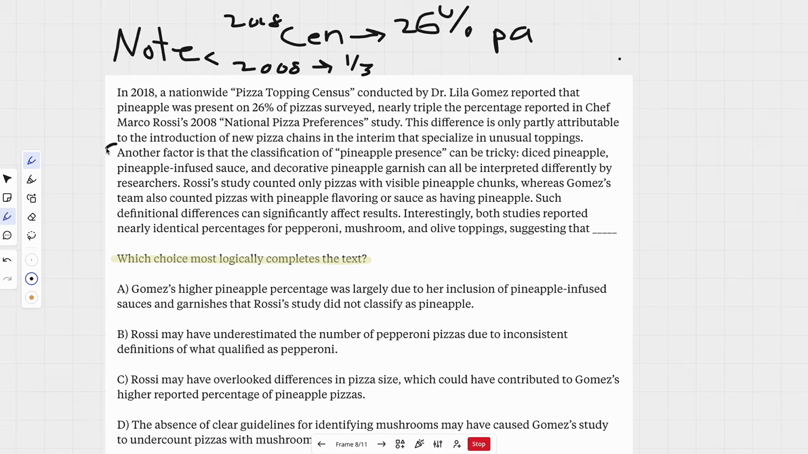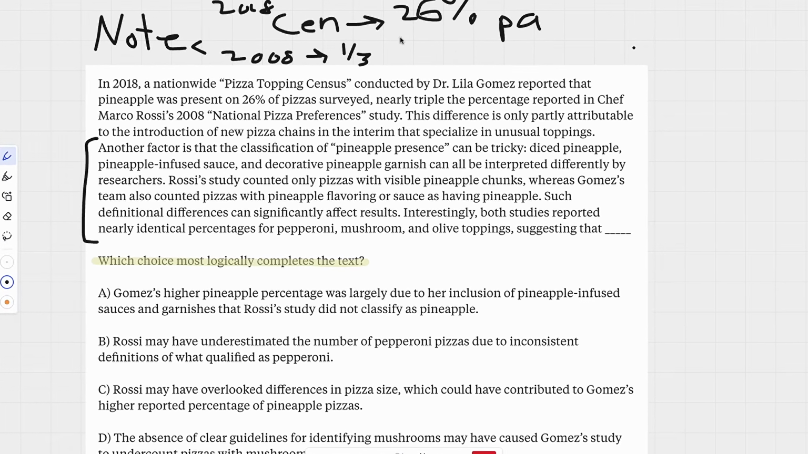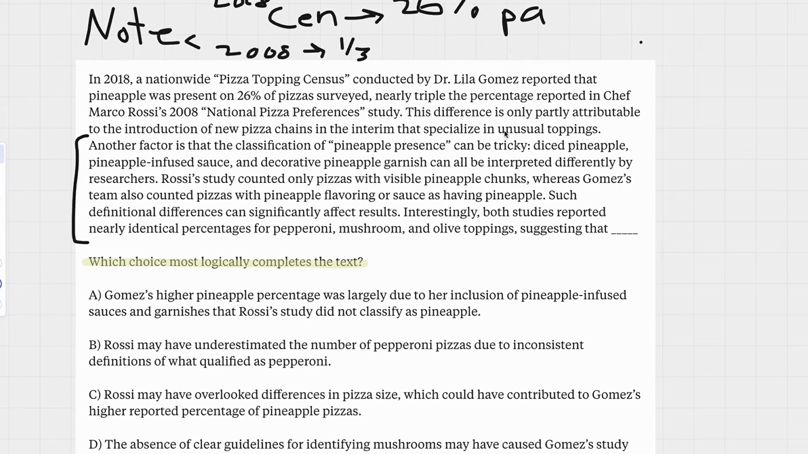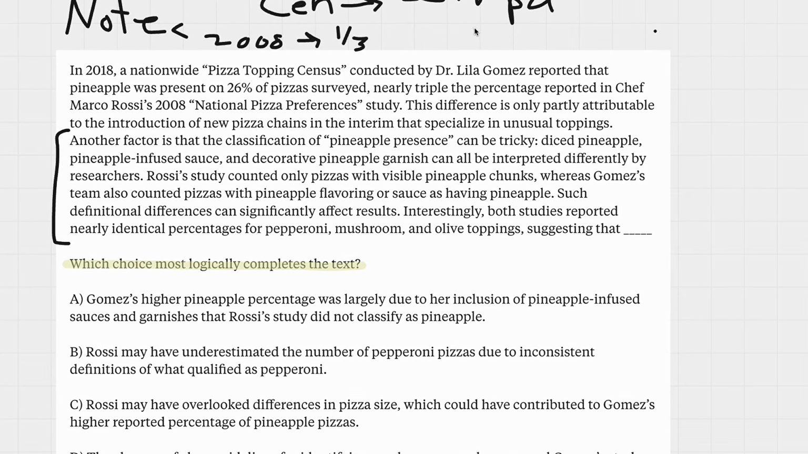Then the rest of the passage basically talks about why this may be the case. Essentially talks about how this new census considered a bunch of different factors for the pineapple that weren't considered in the original one, so they had kind of an inflated amount that maybe wasn't actually that true.